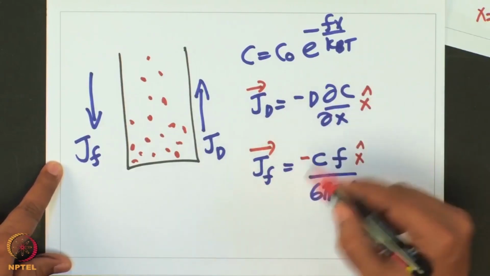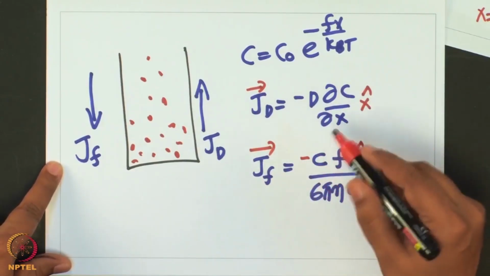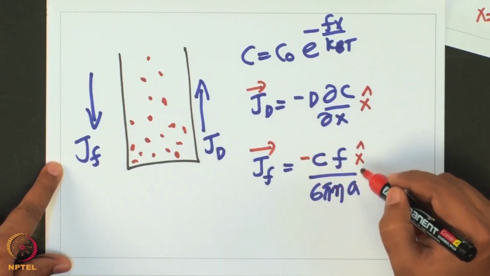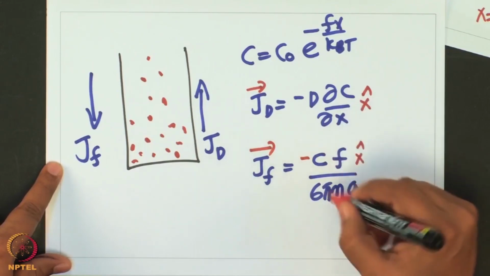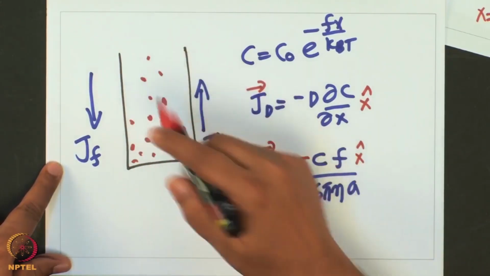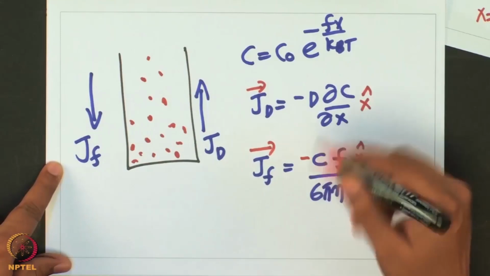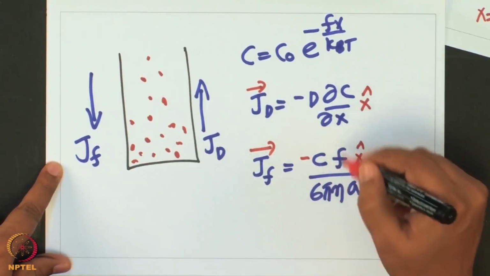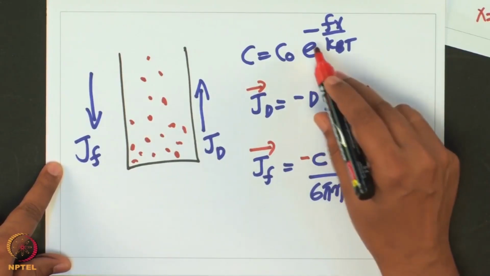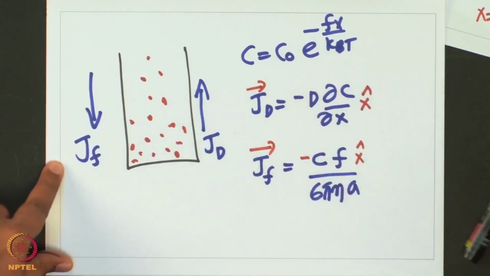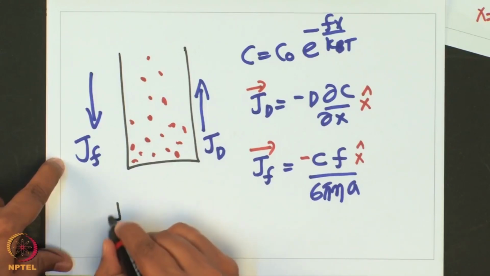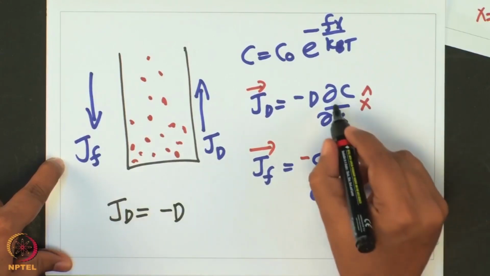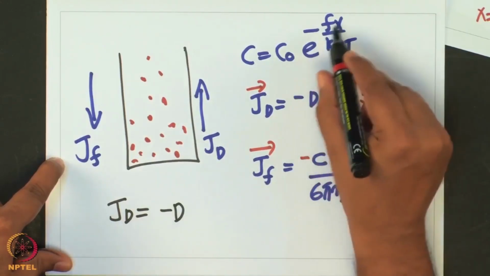Whenever their magnitudes are equal, so that is this magnitude is equal to this magnitude, this flow will balance. So when these flows balance with each other, what will we get? So let us equate these two flows. If you substitute this C here, we can show that Jd will be equal to minus D del C by del x. So C is this.